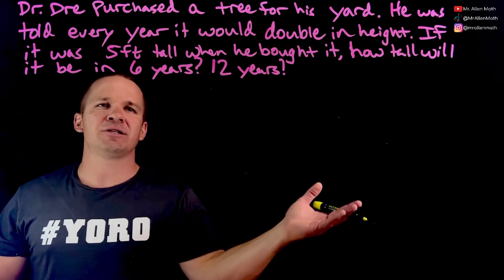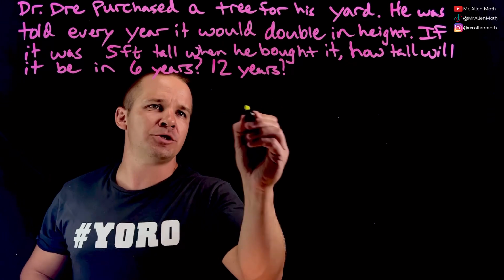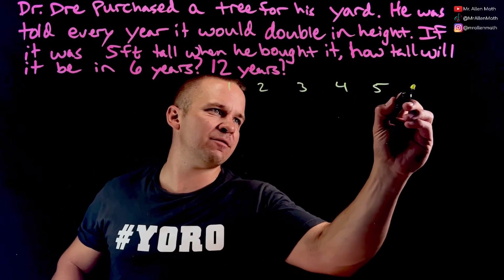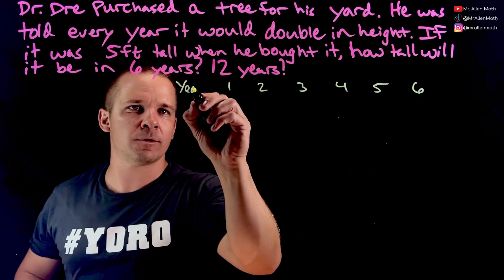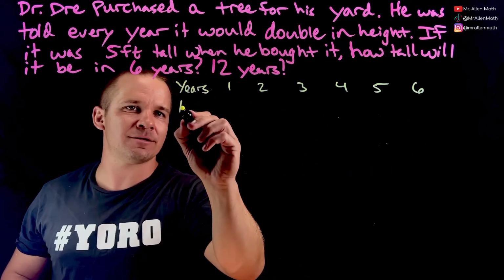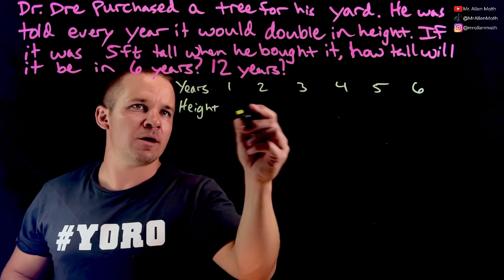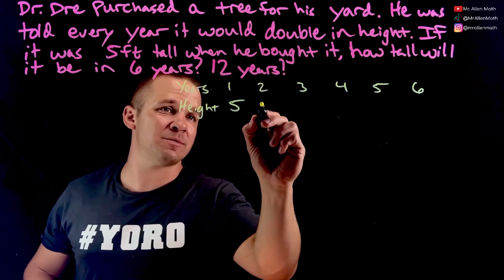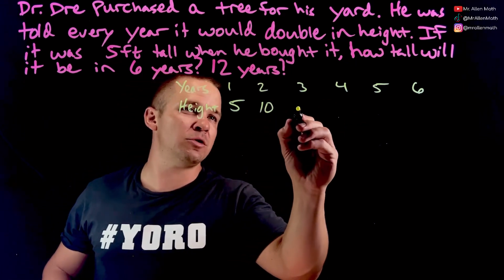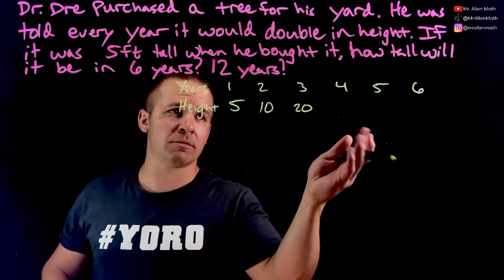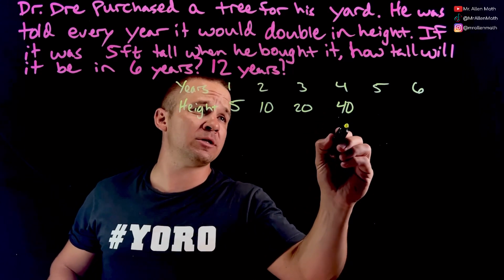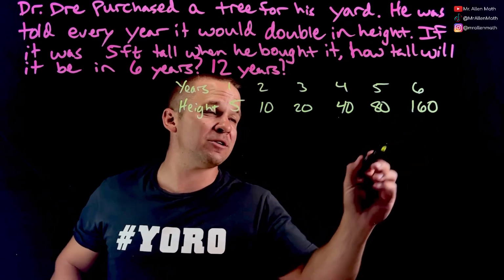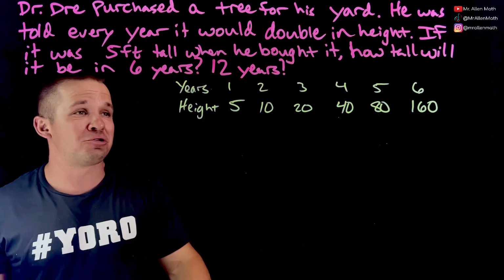First thing, I want to list out these first few years. So years 1, 2, 3, 4, 5, 6. And then height. So my height in the first year is 5. Height in the second year, it doubles, right? So times 2, that gives me 10. And then it doubles again. Times 2, that gives me 20 feet tall. Seems reasonable, right? Times 2 again, 40 feet. We're getting pretty tall here, man. Times 2 again, we got 80. And then we got 160 feet tall. That's a freakishly tall tree, I'll tell you what.